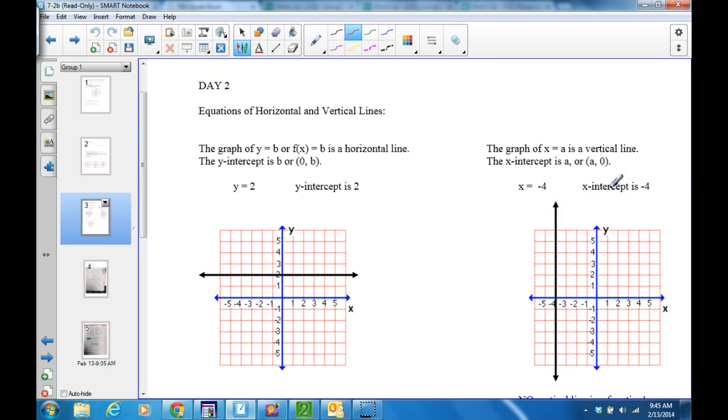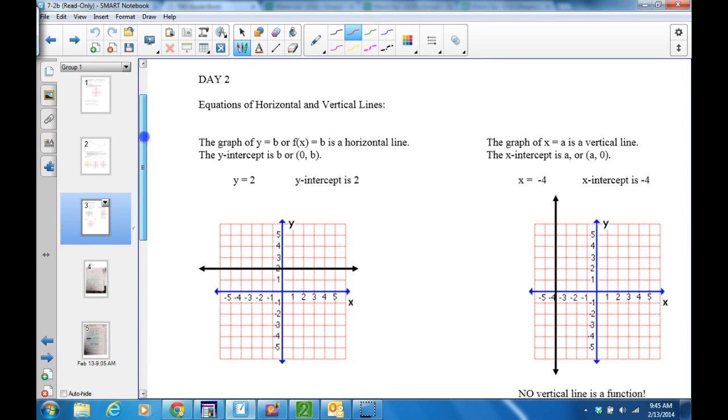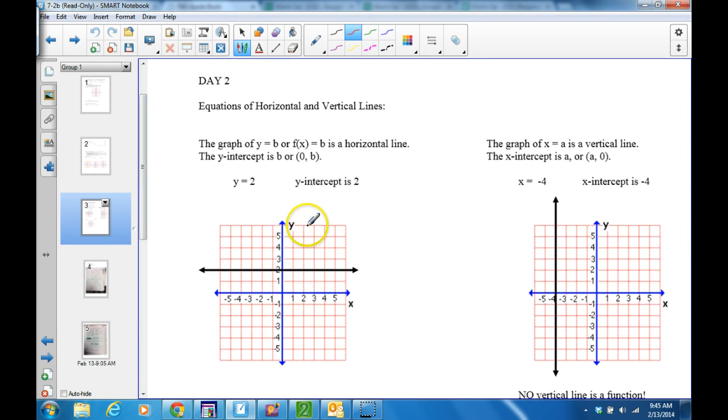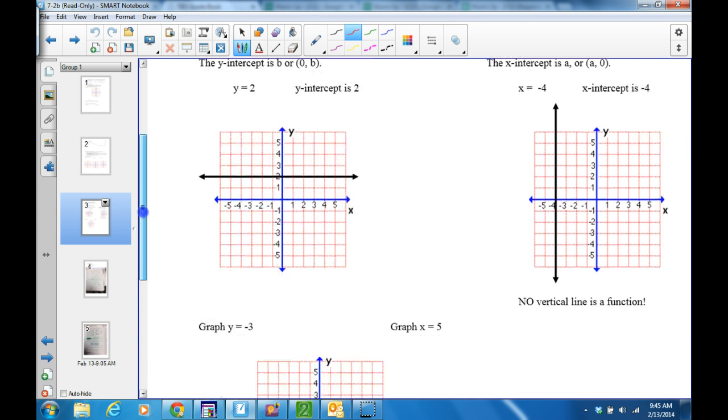Now, which one's a function and which one is not? The y is a function. This one is not, because there is an infinite number of possibilities of y for one value of x, right? You only have one value. If you use the vertical line test on this, it shows you. This one, the vertical line test, it covers the line. It's the exact same line, right?